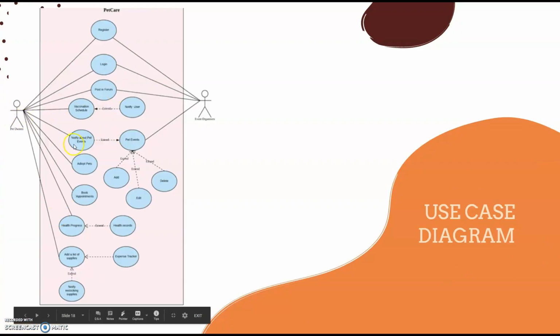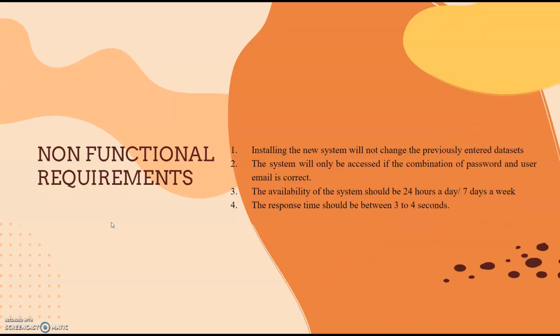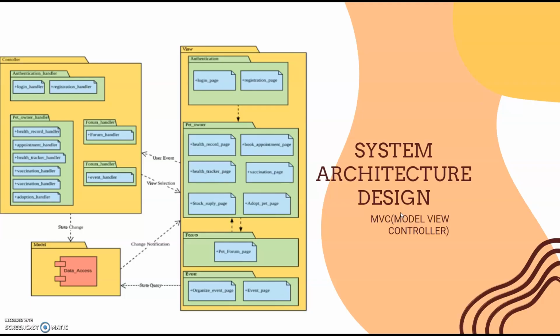This is the use case. You have a pet owner and you have an event organizer, and these are the use cases that I found. The non-functional requirements are: the new system can be installed without changing the data set. The system can be accessed with a combination of password and email, and they can't access the system if the combination is not correct. The system will be available 24/7, and the response time matters, because if the application is bad and the response time is bad, no one will download the application.